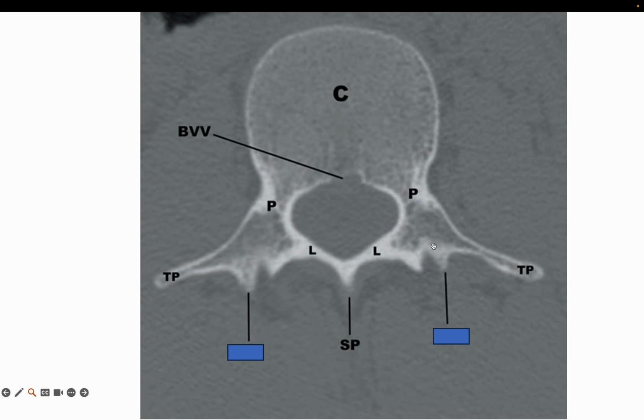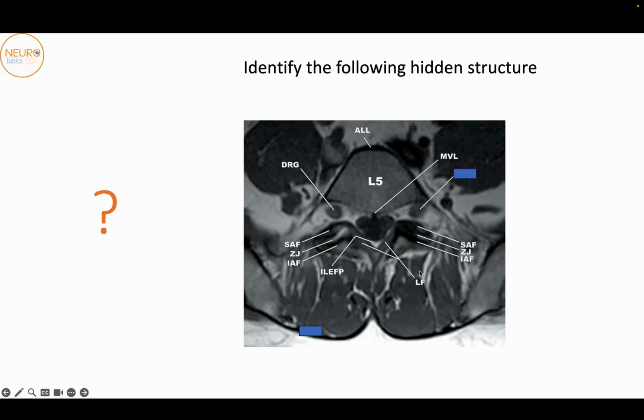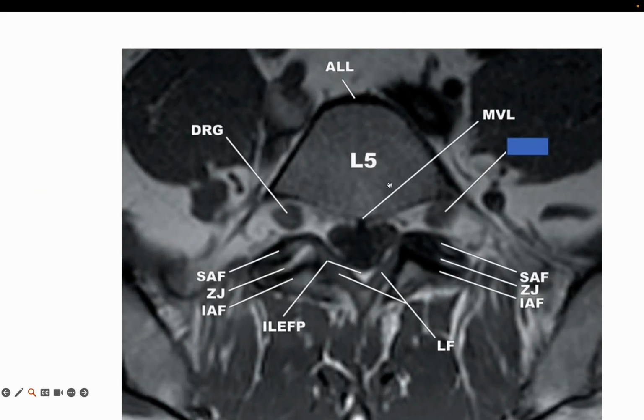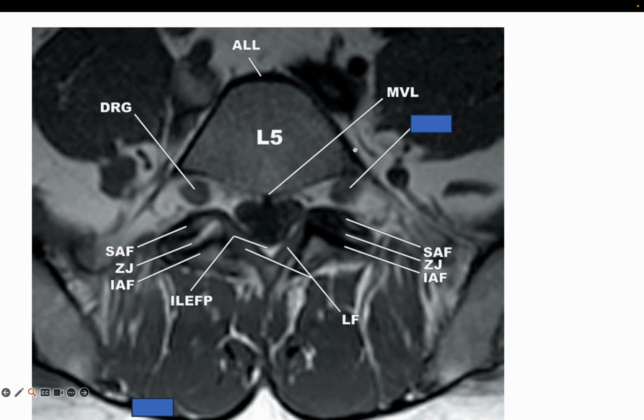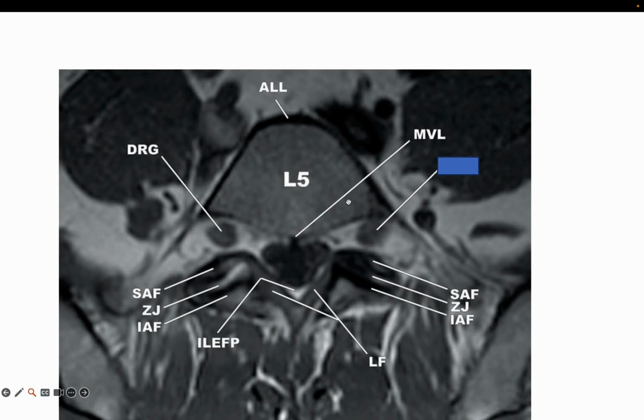Okay, so these are small tubercles which arise from the junction of the transverse process and the pars interarticularis, known as the accessory processes. You have the mammillary tubercles or the mammillary process here, the accessory process here, and the mammillo-accessory notch which is present over here. Okay, so what is this? Well, this is a bit easy, it's already been labeled on the other side, but this is the dorsal root ganglion which is present within the neural foramen over here.